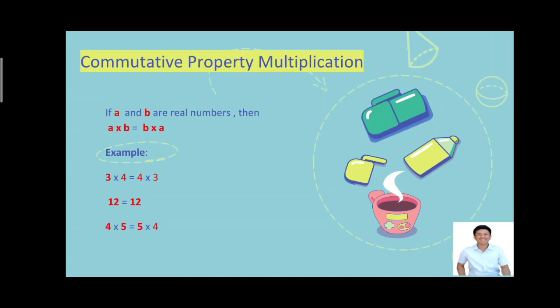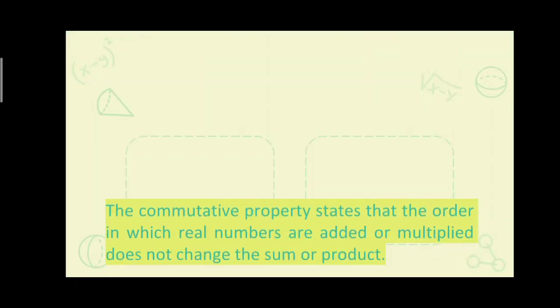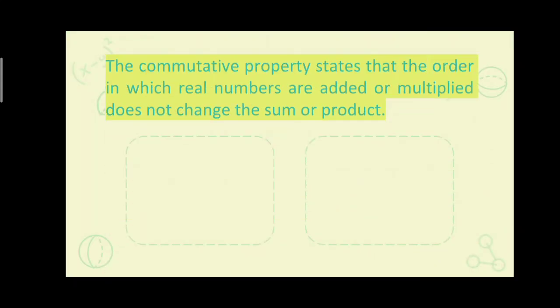So, another example, 4 times 5 is equal to 5 times 4. So, pag in-evaluate, 20 is equal to 20. So, ayan ang ating commutative property for multiplication. The commutative property states that the order in which real numbers are added or multiplied does not change the sum or the product. Tulad nga nasabi ko kanina, ang order ng mga number ay hindi niya maapektuhan. Basta pinag-plus or pinag-add natin sa commutative property, ay same pa rin yung lalabas. Kasi hindi maapektuhan ng order yung magiging sum or product.